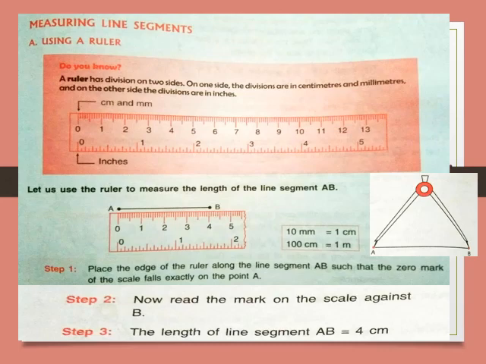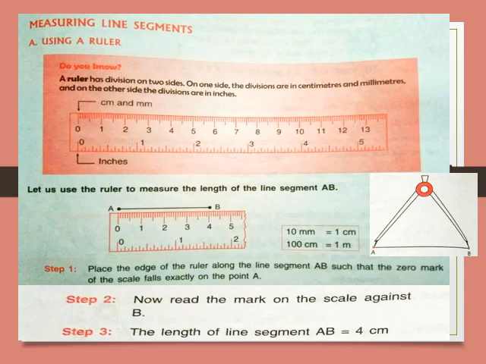Now, measuring a line segment using a ruler. Ruler means scale; in general we call it a scale. A ruler has divisions on two sides. On one side the divisions are in centimeters and millimeters, and on the other side the divisions are in inches. See here, observe it carefully.